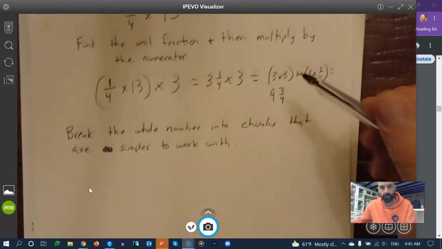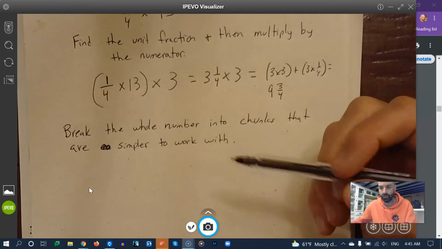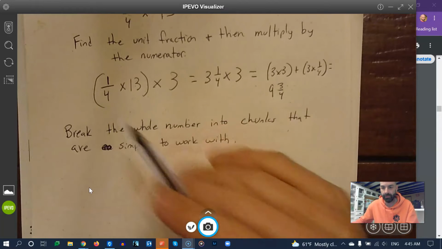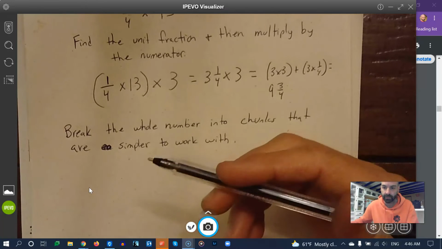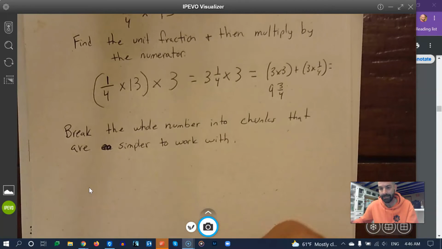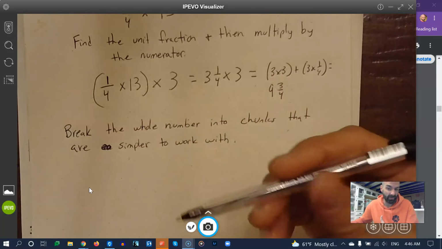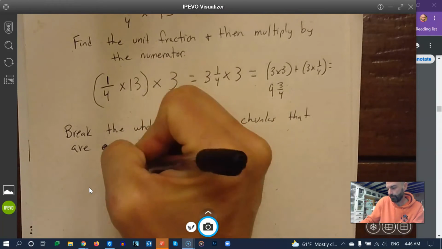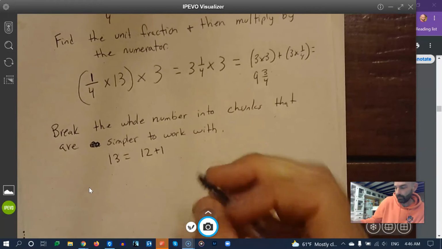All right, so the second thing that we could have done is take this whole number 13 and break it into chunks that are easier to think about when it comes to fourths. And so when we think about fourths, we want to think about multiples of 4. So 4 would be simpler to think about. 8, 12. So you could do 8, 4, and 1, or just 12 and 1. That's what I would do, because 13 equals 12 plus 1.